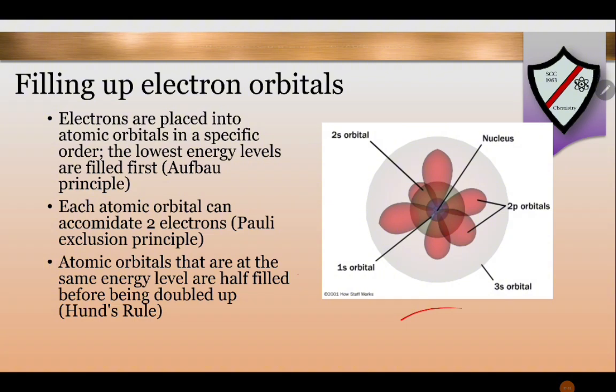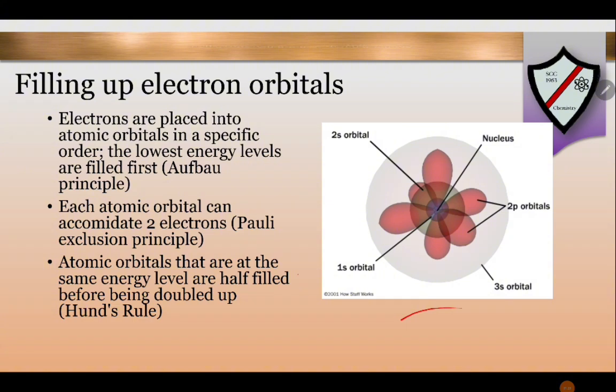So we will talk about how in larger and larger atoms, what orbitals the electrons are placed into as they fill into the atom. There are a couple of rules and principles that can help guide us along the way. First of all, electrons are placed into atomic orbitals in a specific order. The lowest energy levels are filled first. This is what is known as the Aufbau principle.